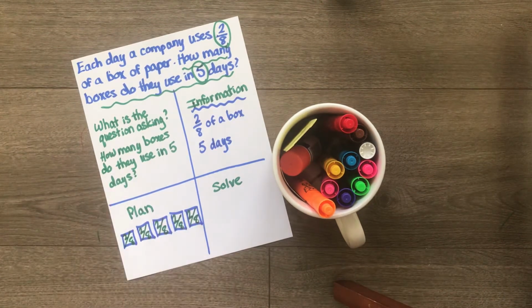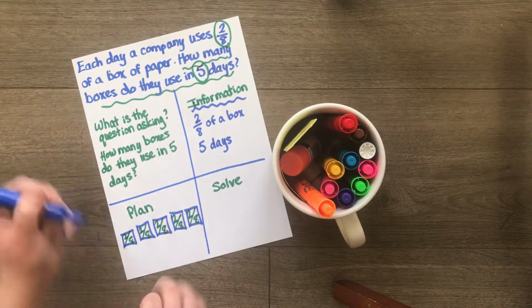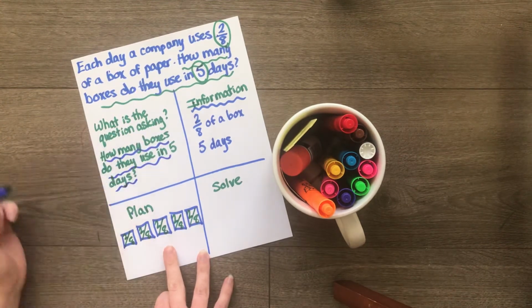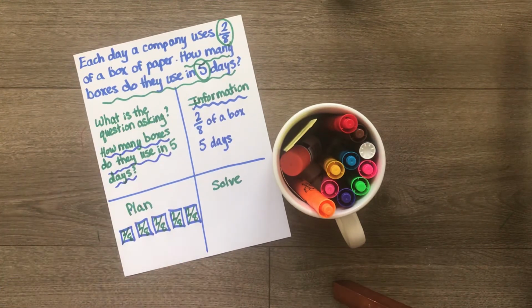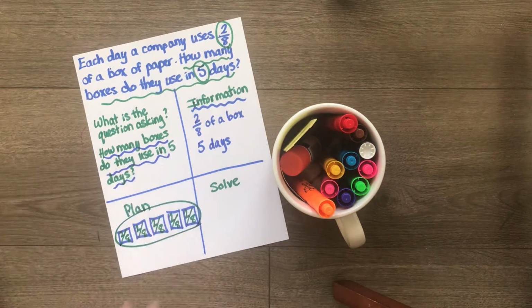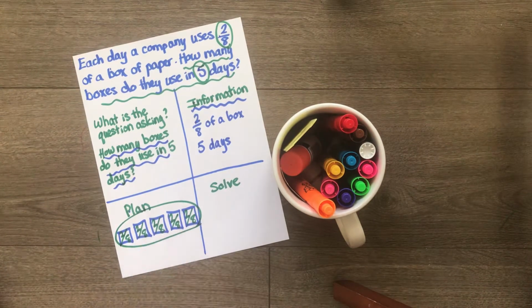Now, when we talk about what operation we're going to use, what are we going to do? Are we going to add? Are we going to subtract? Are we going to multiply? Are we going to divide? Well, let's go back to the question. How many boxes do they use in 5 days? So they want to know all of the boxes, all of the 2/8 of a box when we put them all together. So they want to know the total.